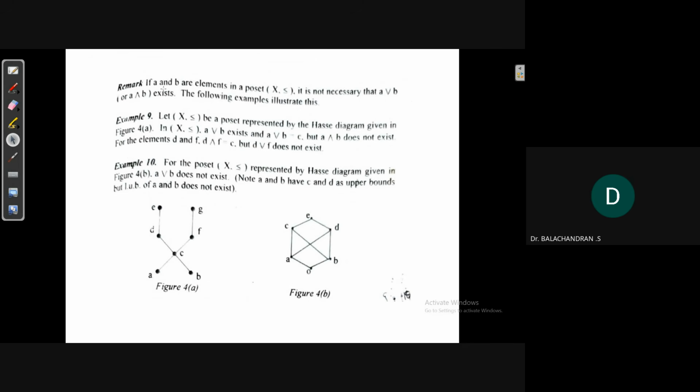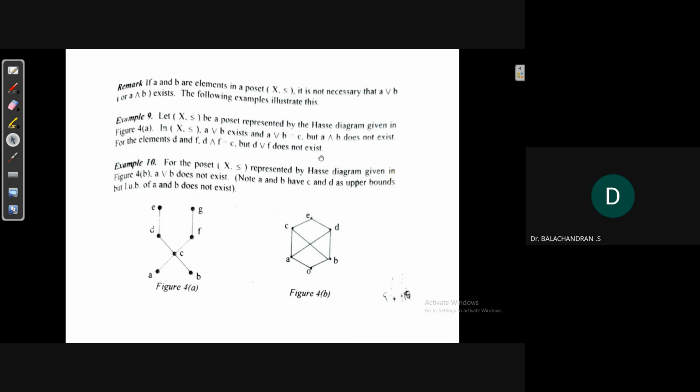Okay. So remark: if A and B are elements in a poset X, less than or equal to, it is not necessary that the least upper bound of A and B, or the greatest lower bound of A and B, exists. So it may exist or may not exist. The following example illustrates this.